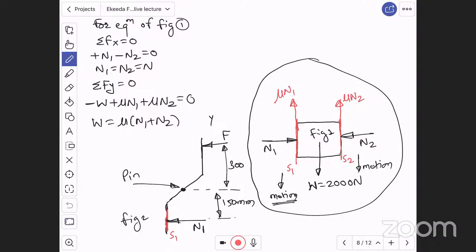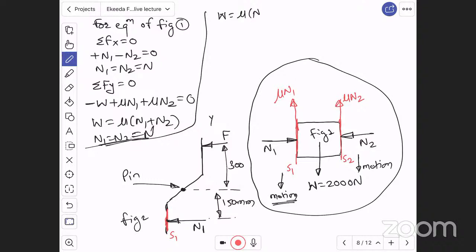W को उस साइड लेके चलो, पॉजिटिव बनेगा ना. W एक साइड पे पॉजिटिव, mu N1 mu N2 पॉजिटिव वन साइड पे, राइट? तो सॉल्व दिस क्वेश्चन, सॉल्व दिस इक्वेशन. Therefore, W is given. W is equal to mu (N1 plus N2), and N1 is equal to N2 is equal to N. This we have already proven. This is a proven thing, right?